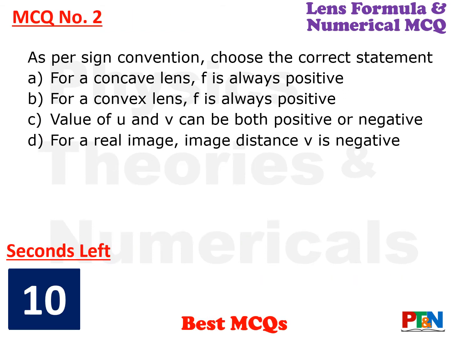Next MCQ. As per sign convention, choose the correct statement regarding focus of concave lens and convex lens. So concave lens, it says F is always positive. Convex lens, it says F is always positive. Value of U and V can be both positive or negative. For a real image, distance of V is negative. 10 seconds time for you. Your timer starts now.